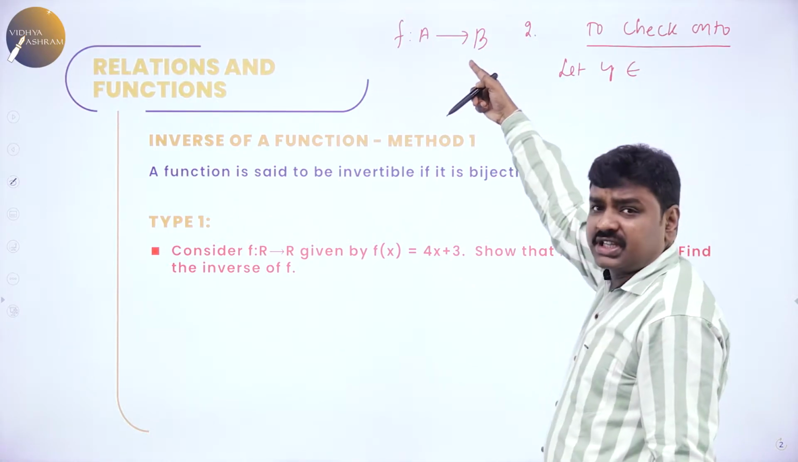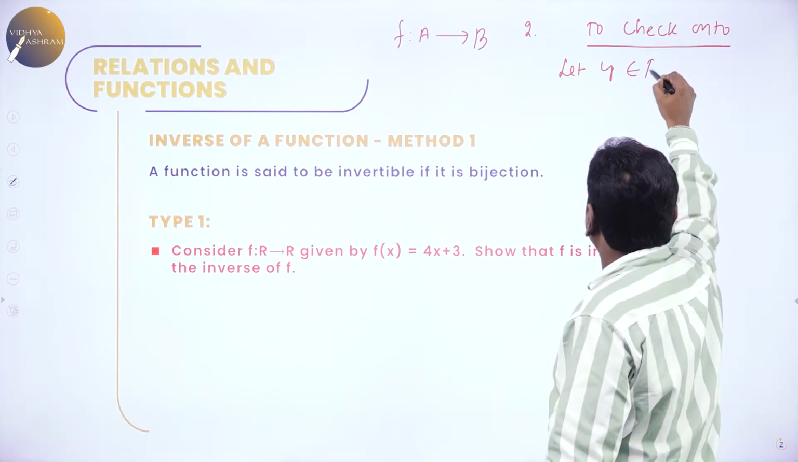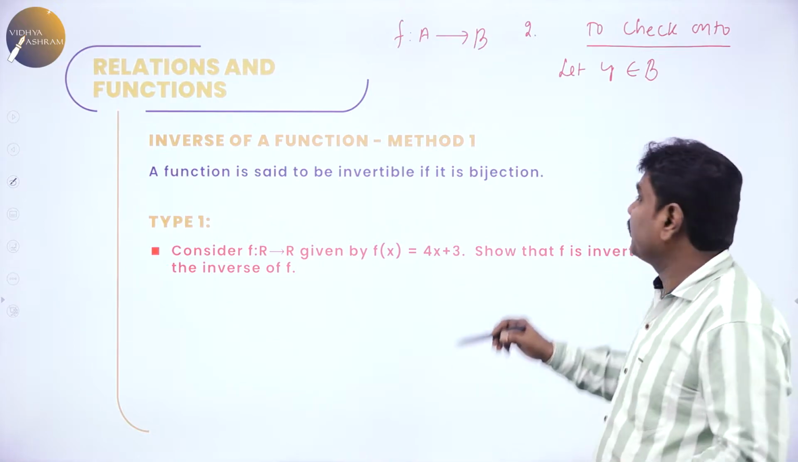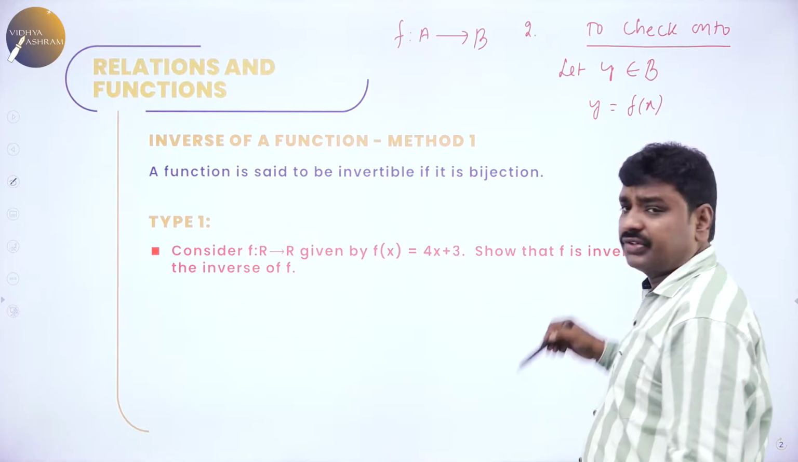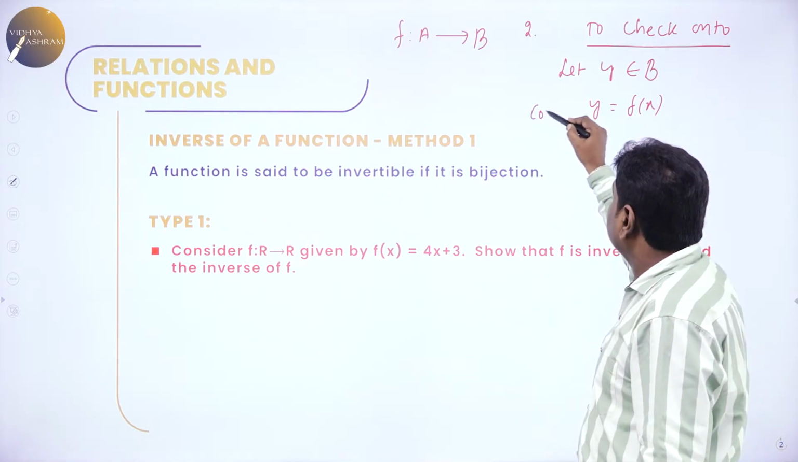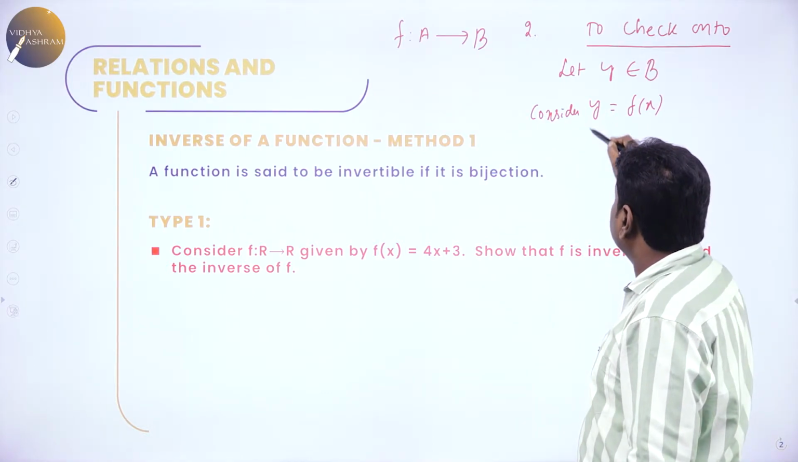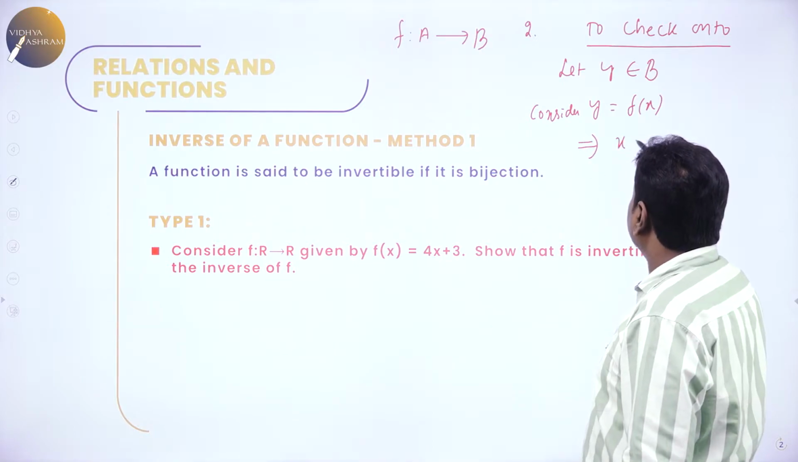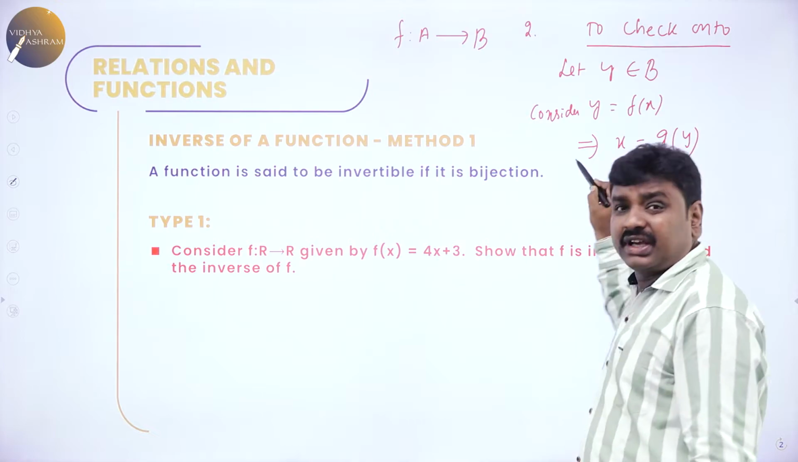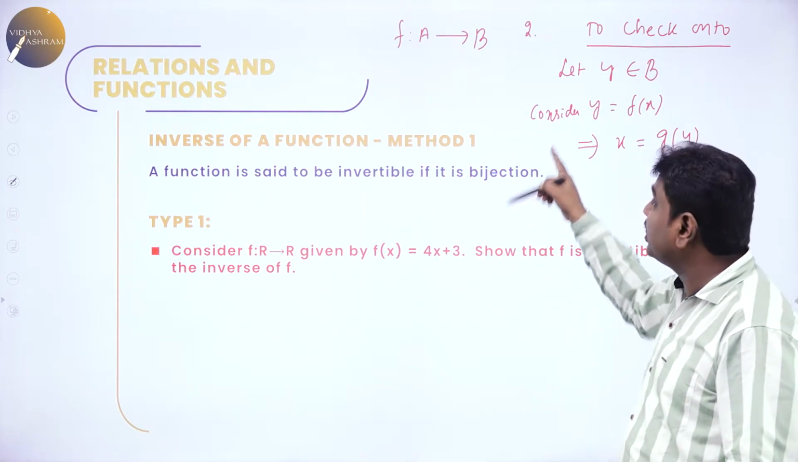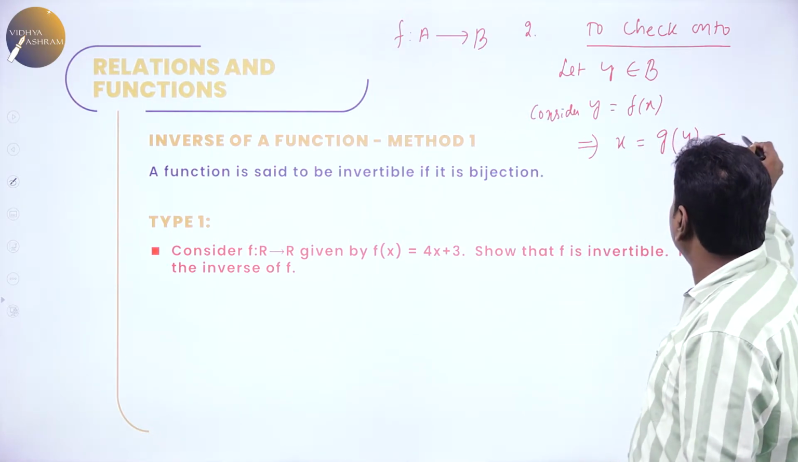Y is an element in the second set. The second set is what? Codomain. Further take y is equal to the image of x, y is f of x. We will consider and solve it. When you solve, you will get x as a function of y. I call it g of y, and whatever x you are getting, that x should belong to the domain.